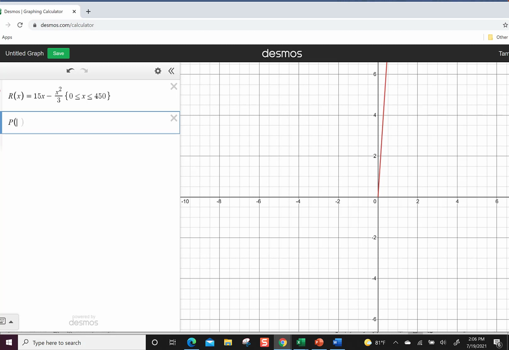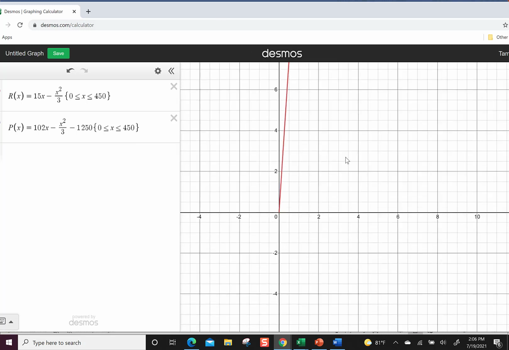And I'll do the same thing for the profit. So the profit was equal to 102x minus x squared over 3 minus 1,250. And let's put that same domain. We can still have negative values for the profit. We won't have negative values for the revenue. And then let's go over and change our settings.